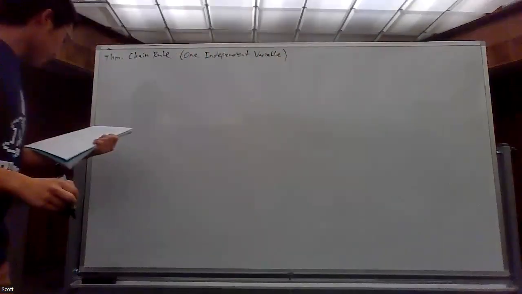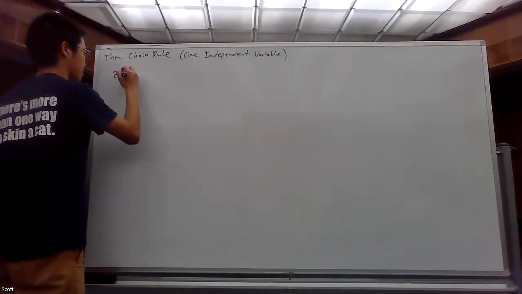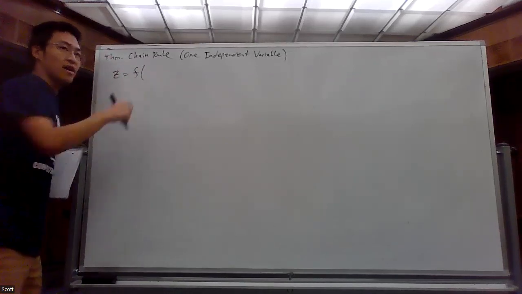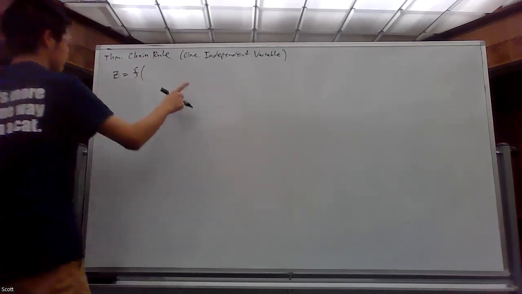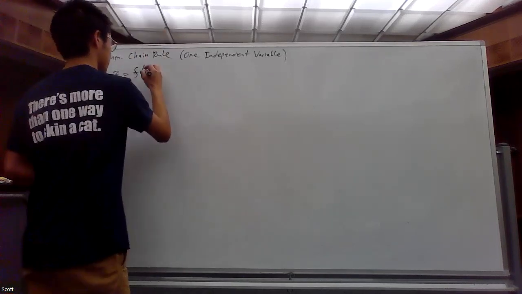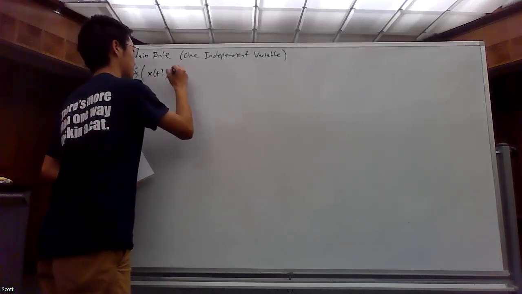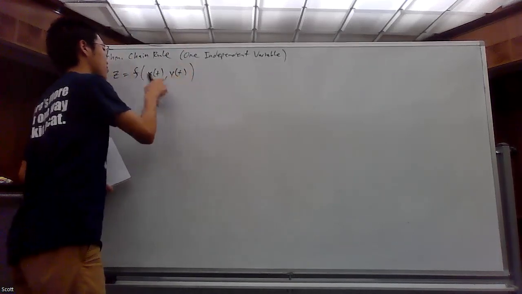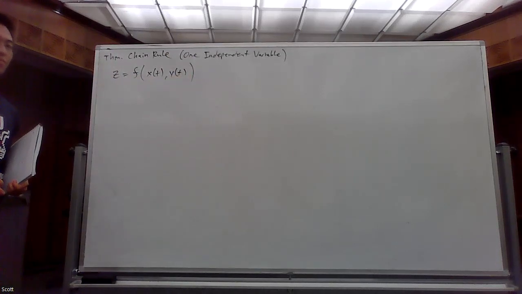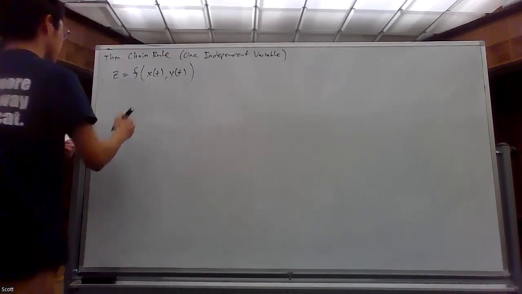Okay, so here's how this is gonna work. We're gonna have some function that's gonna be f. Now, normally I would just put x and y. But on top of having x and y, I want each of those to actually be functions of something else. So x is a function of t. y is a function of t. And x and y are themselves variables for this function.